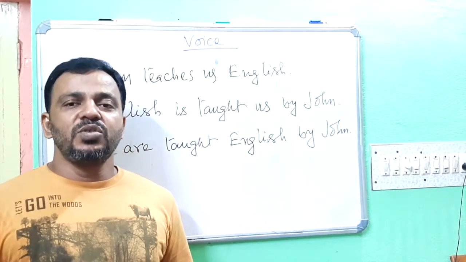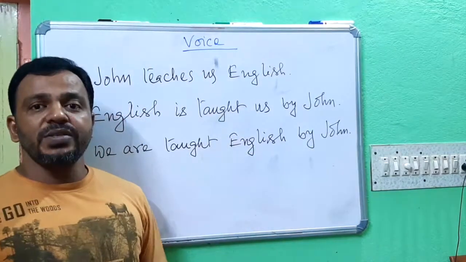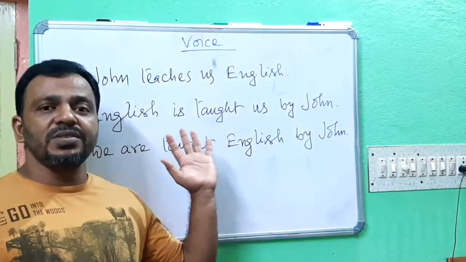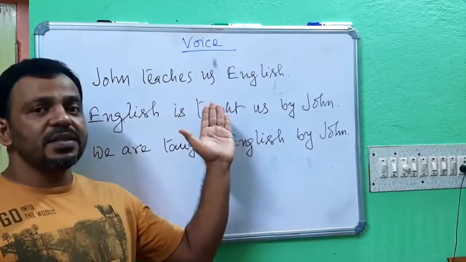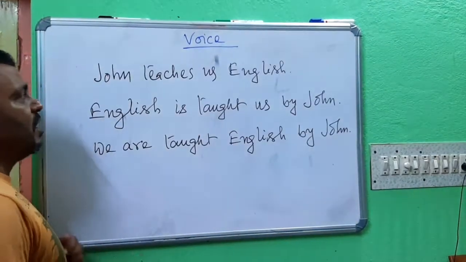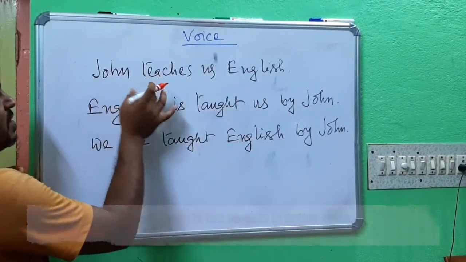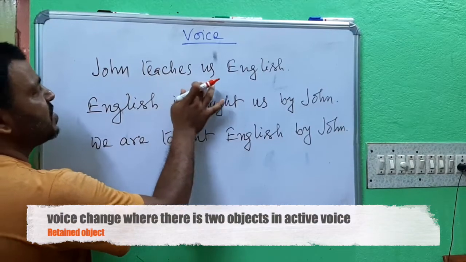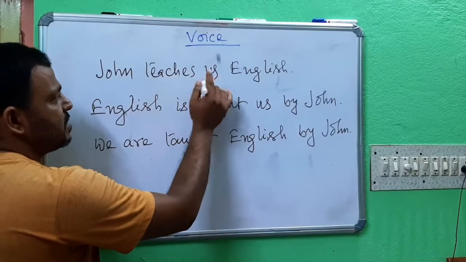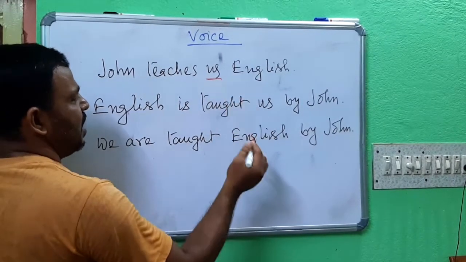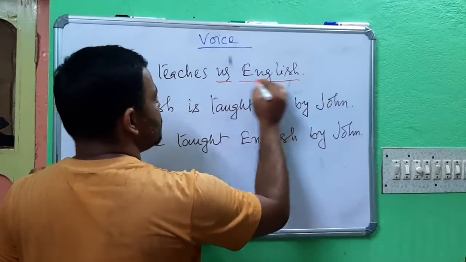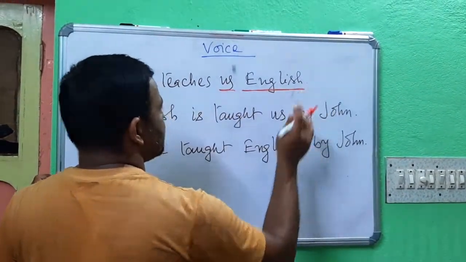Now come to our topic, voice. In the last classes, I discussed voice. Now I will discuss this type of voice. Let's see an example of a sentence where there are two objects. John teaches us English. John teaches whom? Us is the answer. And what does John teach? That is English. So the two objects are there.